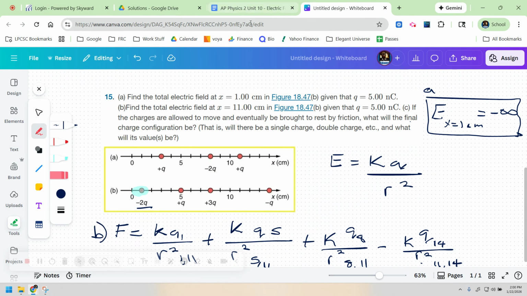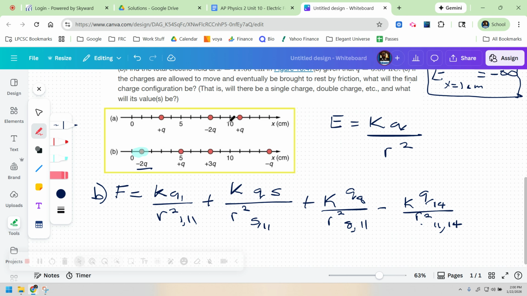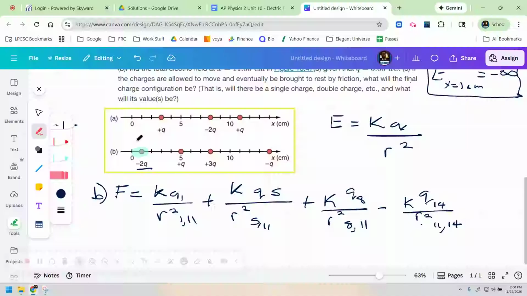And part B says find the electric field. And if the charges are allowed to move and eventually be brought to rest by friction, what will be the final charge configuration? There will be a single charge, a double charge. What are the values of these charges? Okay. So this is how you set that up.